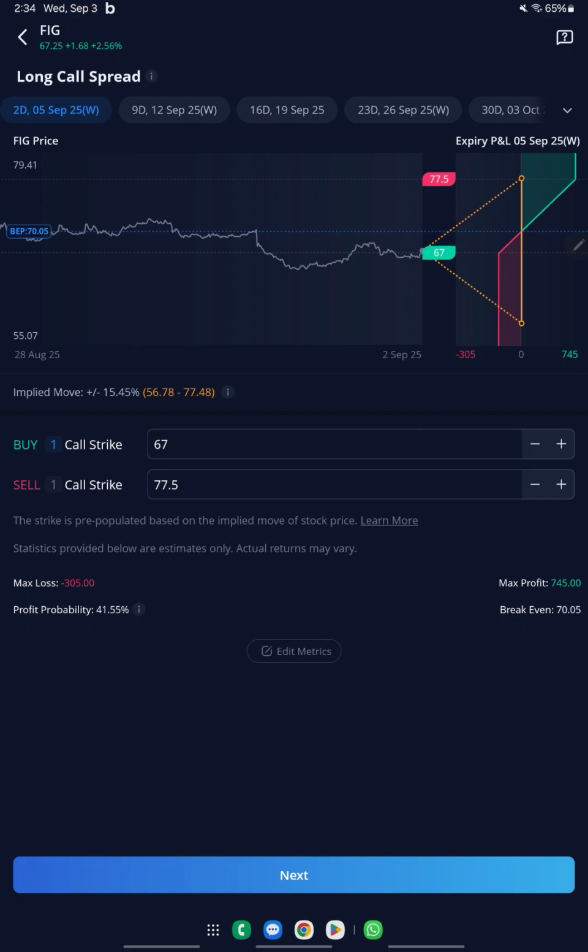On the horizontal axis, we have the price, ranging from 55 to 79. As of now, the stock is trading at 67.27, up 2.59% before earnings in less than an hour. This is telling us that the implied move, based on empirical data, is that the stock is supposed to vary between 56 and 78.